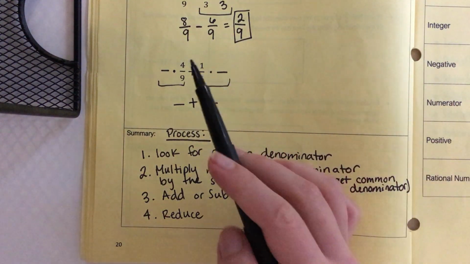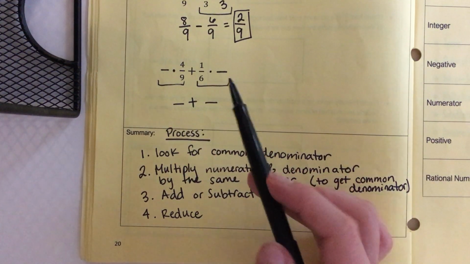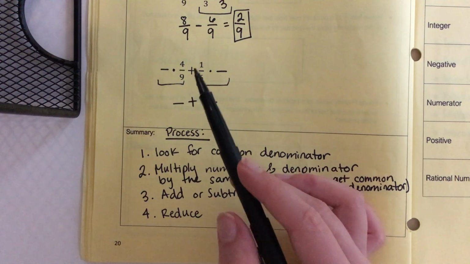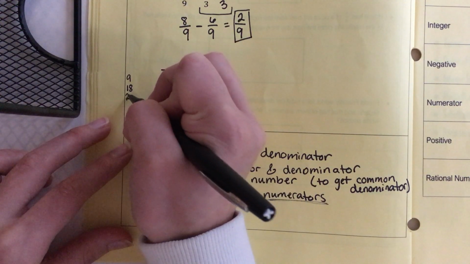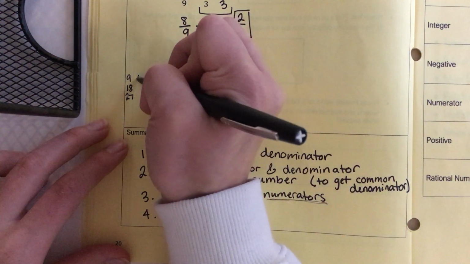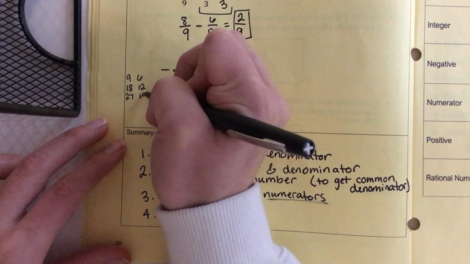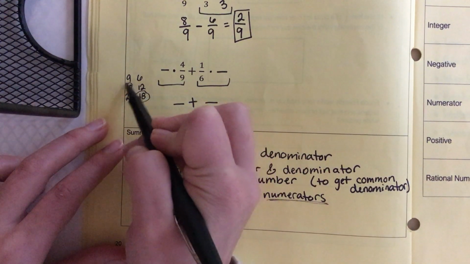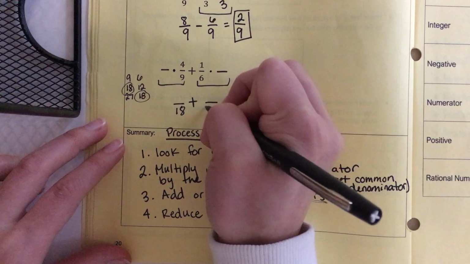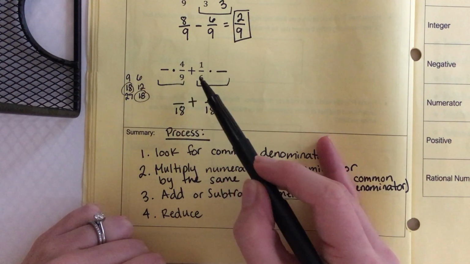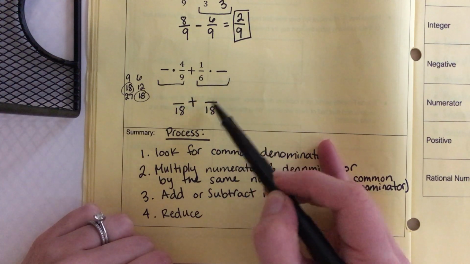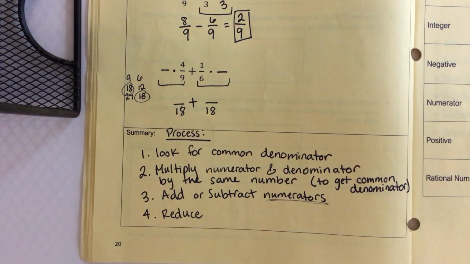So go ahead and start filling this out. What do we multiply? What's our common denominator here? Multiples of 9 are 9, 18, 27. Multiples of 6 are 6, 12, 18. Looks like we have one the same. So we're going to look for denominators that are going to be 18. What do we need to multiply 9 by? What do we need to multiply 6 by? That will give us our new numerators. Go ahead and finish this problem out. Pause the video, finish it, and then come back to the video.